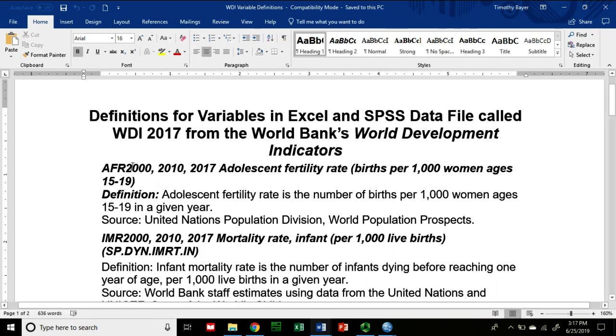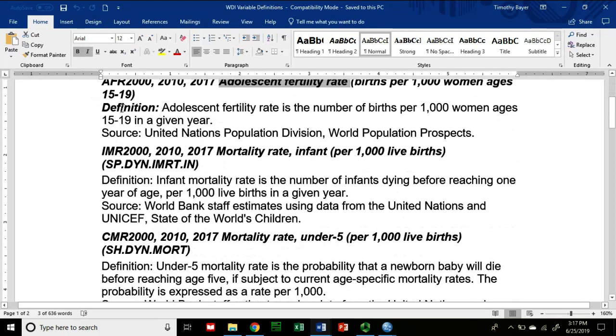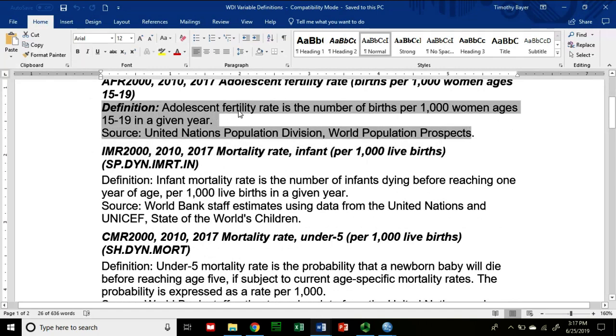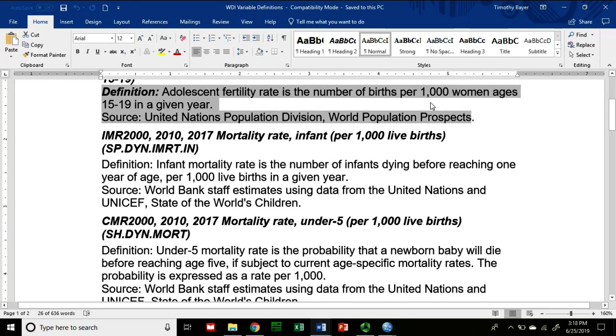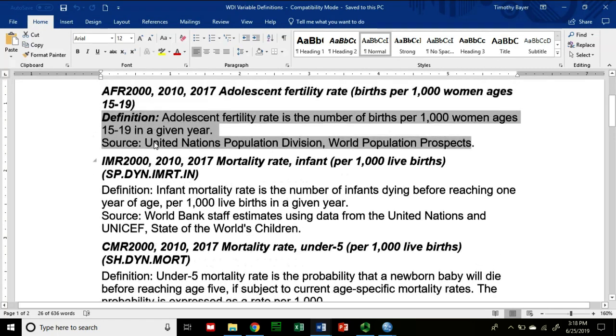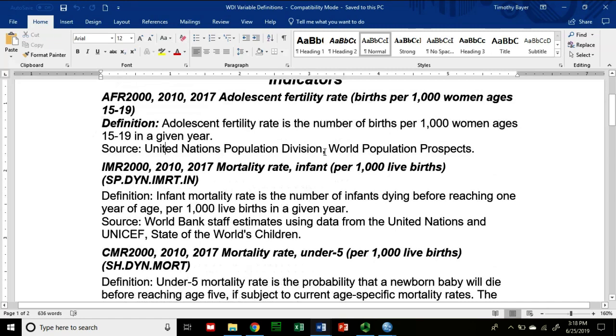So the first one you'll see here is AFR 2000, 2010, or 2017. That's the adolescent fertility rate. And you can read through, see what I'm doing here is I'm giving you the definition, okay? So it tells you in this particular case, it's the adolescent fertility rate, number of births per 1,000 women ages 15 through 19 in a given year. So these are younger women giving birth, and so you can take a look at that particular variable for every single country, and it's per 1,000 women, so you know how it's looking up. The source there is the United Nations Population Division, and you can see that's what I've done for every variable.